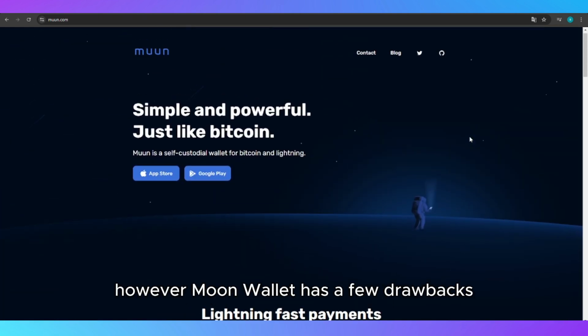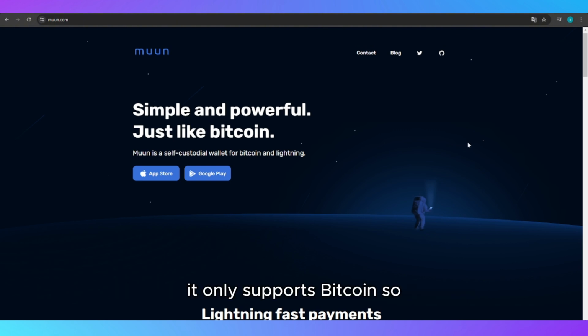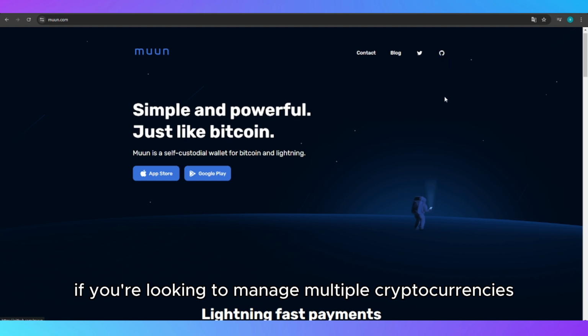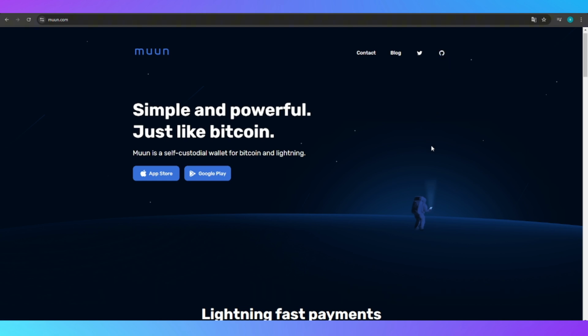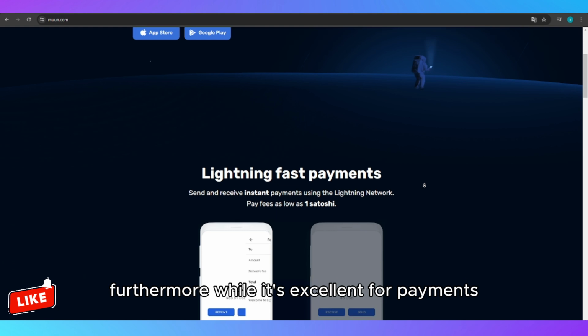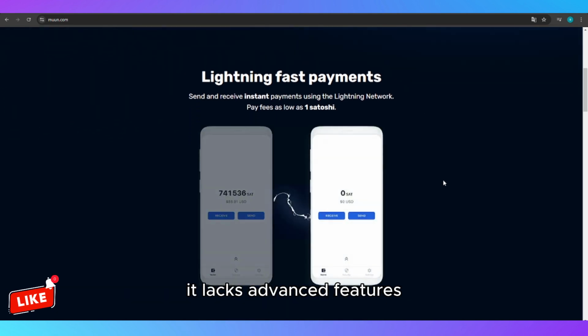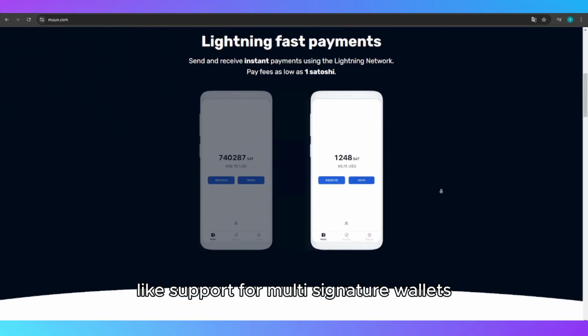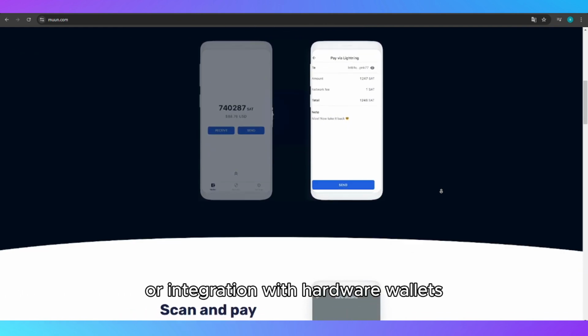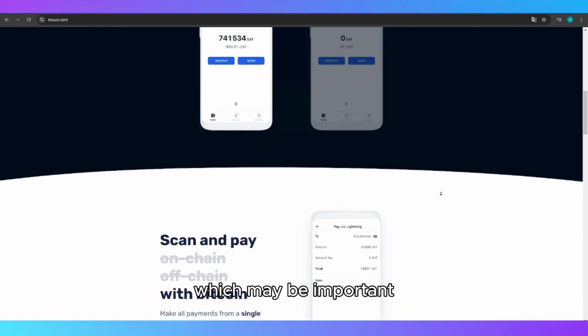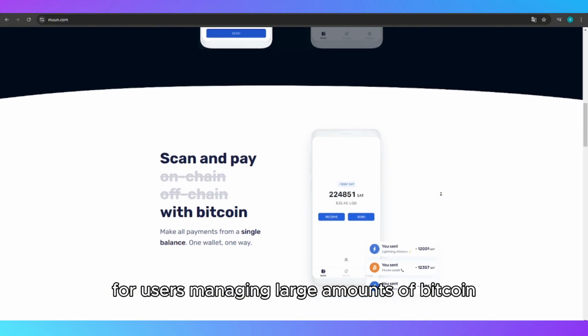However, Muun Wallet has a few drawbacks. It only supports Bitcoin, so it's not a good choice if you're looking to manage multiple cryptocurrencies. Furthermore, while it's excellent for payments, it lacks advanced features like support for multi-signature wallets or integration with hardware wallets, which may be important for users managing large amounts of Bitcoin.